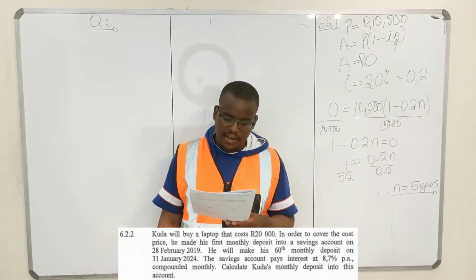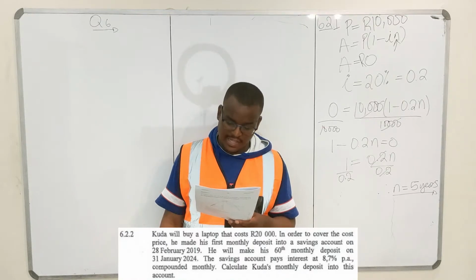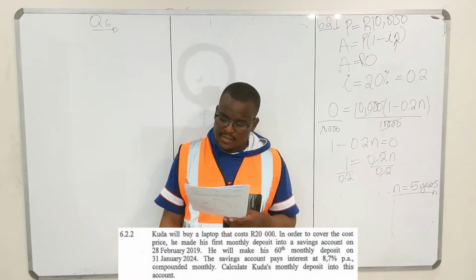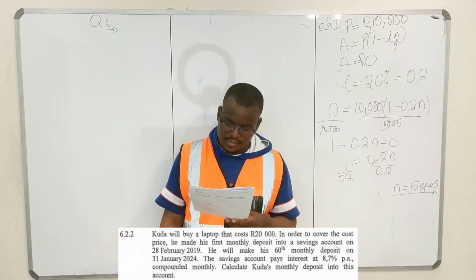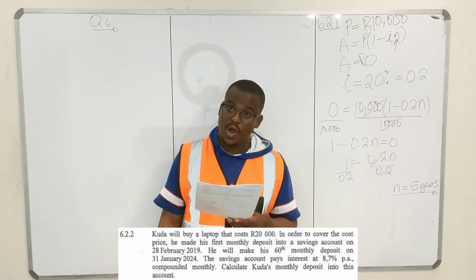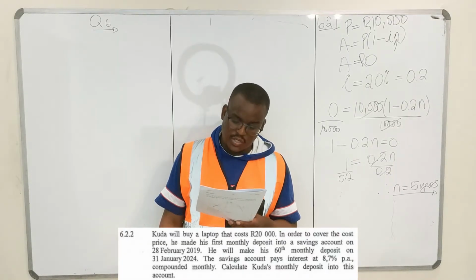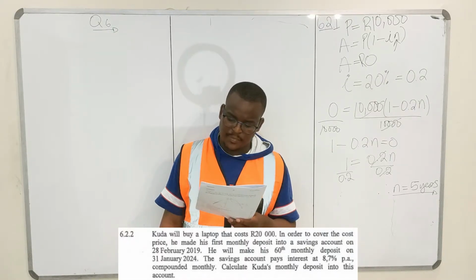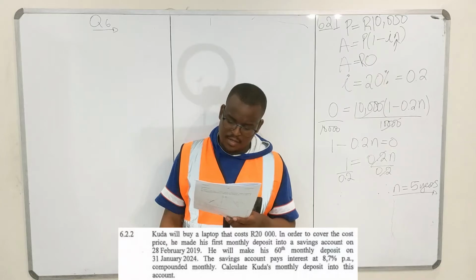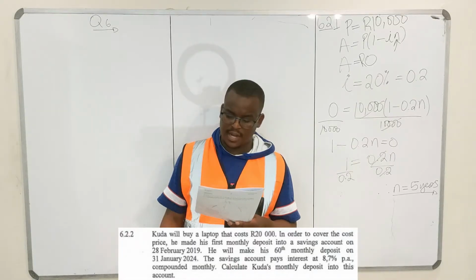They're saying our friend Koda will buy a laptop that costs 20,000 rands. In order to cover the cost price, he made his monthly deposit into a savings account on 28 February 2019, which means 1 month after he purchased the new one. He will make his 60th deposit on 31 January 2024, right? The savings account pays an interest rate of 8.7% per annum compounded monthly, right? They're saying now, calculate Koda's monthly deposits into this account.